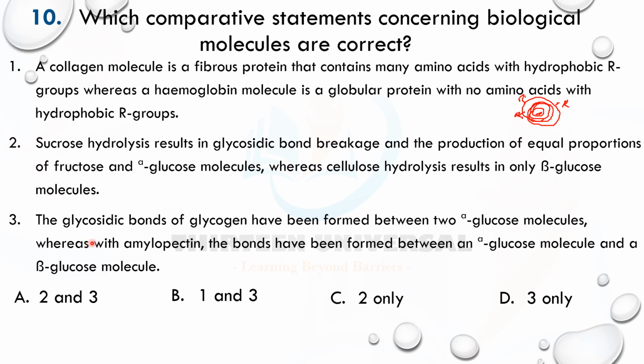3 says the glycosidic bond of glycogen has been formed between two alpha glucose molecules, whereas with amylopectin, the bonds have been formed between alpha glucose molecule and beta. No, there's no beta glucose molecule in amylopectin. Okay, it only has alpha. So the answer is only number 2 that's correct. So the answer is not C. Actually, C is the correct answer. C is the only correct answer.